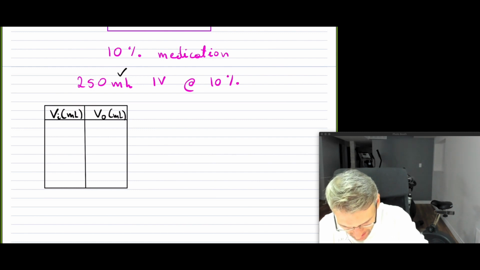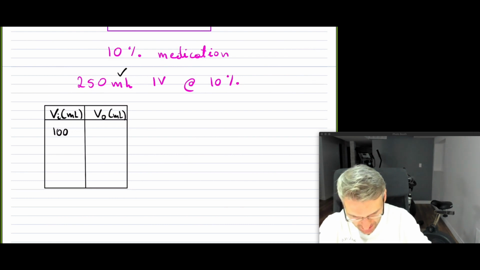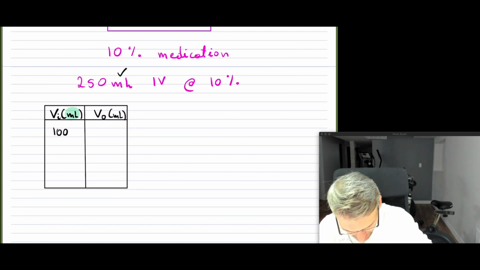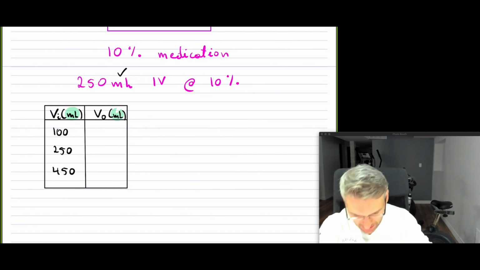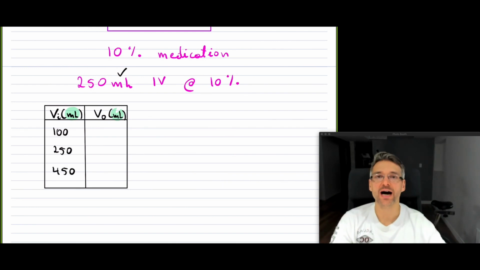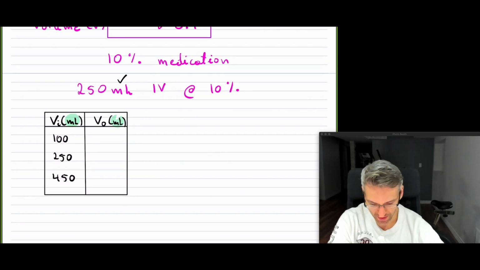Now I can say, all right, what happens if you put in 100 milliliters? Maybe let me get rid of these units because I did put the unit in here, so it's unnecessary. So let's say 100, let's say 250 milliliters, and let's say 450 milliliters. So what would be your output, meaning how much medication would this patient actually receive?